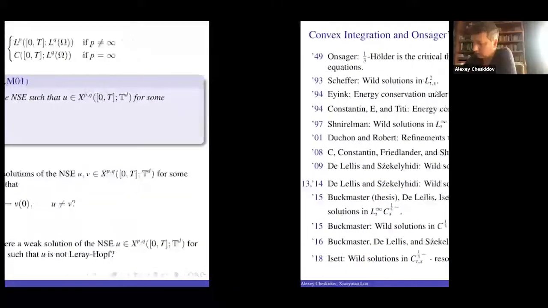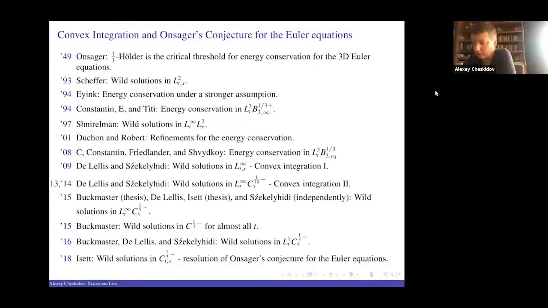And of course, the construction is based on the method of convex integration. And again, Gis made a very nice introduction already. So there is a long history of results that led to the resolution of Onsager's conjecture. Starting from the conjecture itself in 49, Onsager conjectured that there is a critical threshold for the energy conservation for the 3D Euler equations. So it's one third Hölder. And then there were the first examples of wild solutions by Scheffer and Shnirelman, in L2 in space-time and L infinity in time L2.